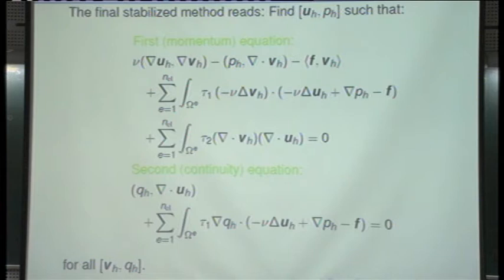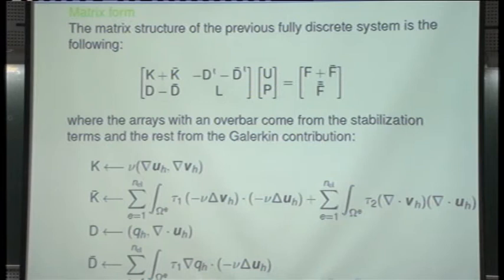Which is the matrix structure of the problem? The matrix structure is the following. We have the Galerkin terms, which are written without bar: K, minus divergence transpose, which is the gradient. And now we have the terms with a bar. For example, K bar. Where does K bar come from? K bar comes from the velocity-velocity term. The first equation corresponds to the velocity test function, the second to the pressure test function; the first column corresponds to the velocity unknown, and the second column to the pressure unknown. So K bar comes from this term, Laplacian plus divergence.